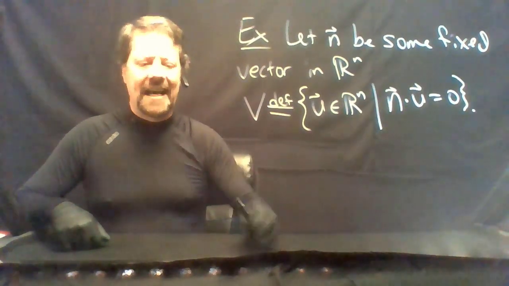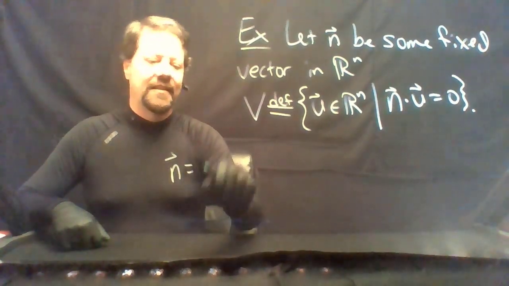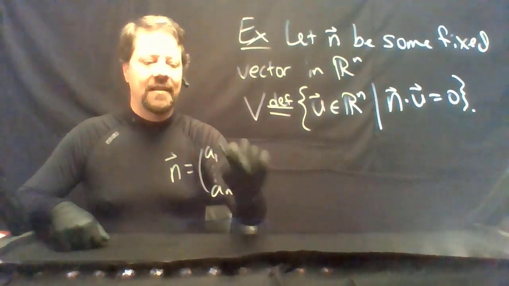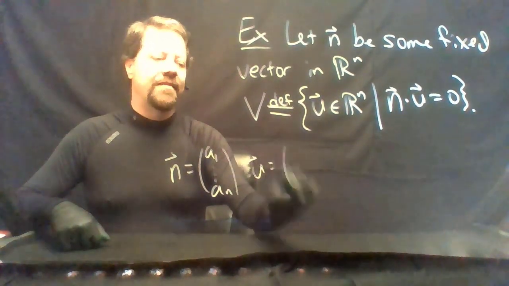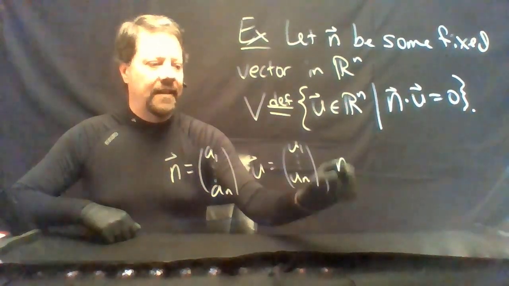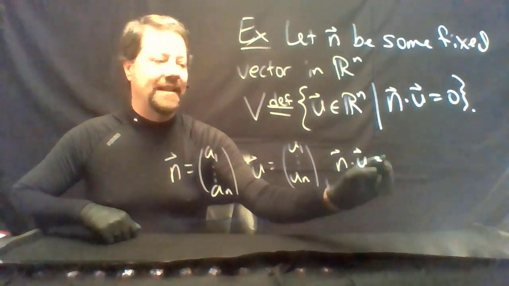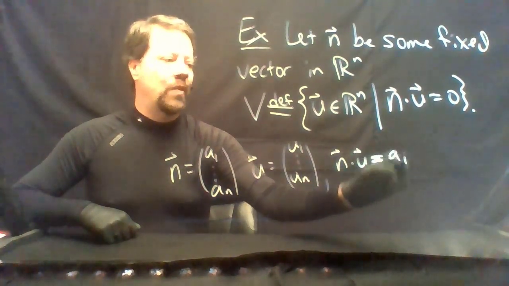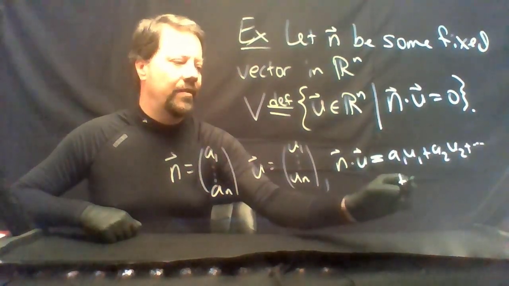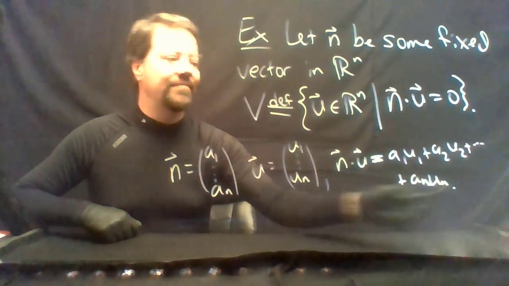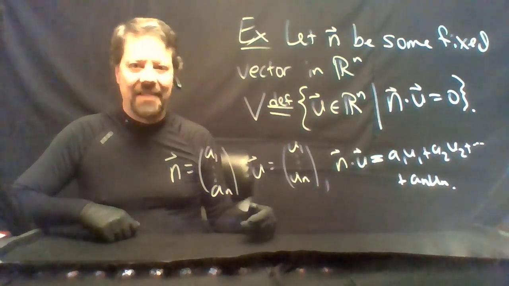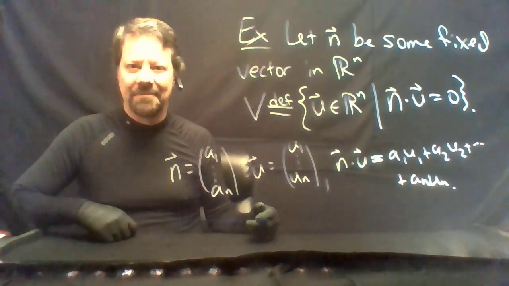What do we mean by dot? If n is the vector a1 through an, and if u is the vector u1 through un, then n dot u is by definition a1 u1 plus a2 u2 through an un. Multiply the corresponding coordinates and add them up. This is the definition of the usual Euclidean dot product.